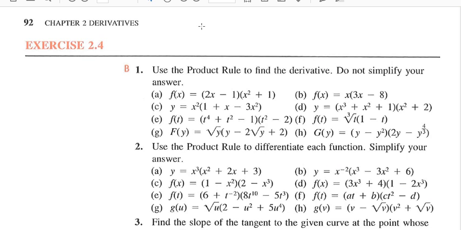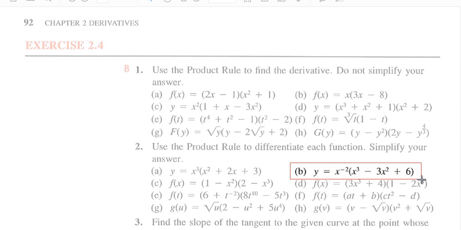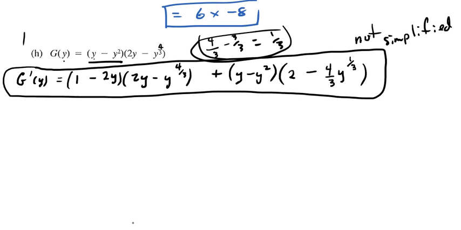Wait, so we can have radicals in the denominator? Yeah, radicals. You can have radicals. Okay, so let's do number 2. What do you mean by negative? Like we can't have negatives. Yeah, in a simplified answer, you should try to avoid negative exponents.